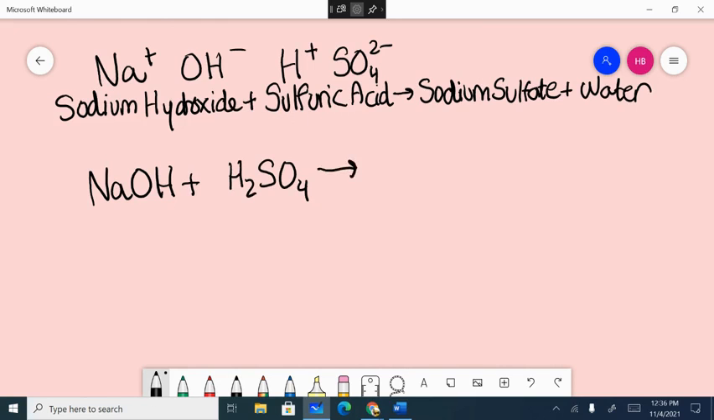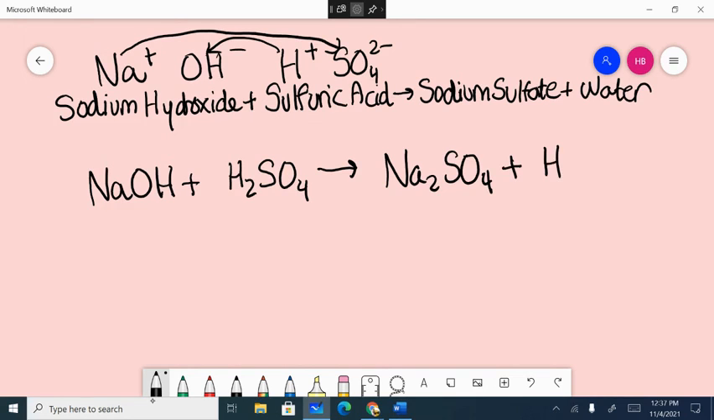And then on the product side, we have the same ions going out the other side. Remember, law of conservation of matter. The reactants have to have the same number and kind of atoms as the products. So these two compounds are going to switch partners. Sodium's not going to be with hydroxide anymore. It's going to be with sulfate. And H is going to find OH like it loves to do. So Na2SO4 and then HOH, which is just another way to write water.